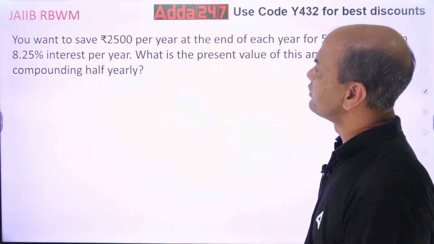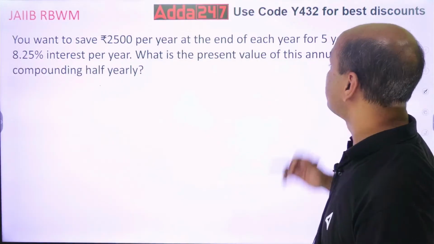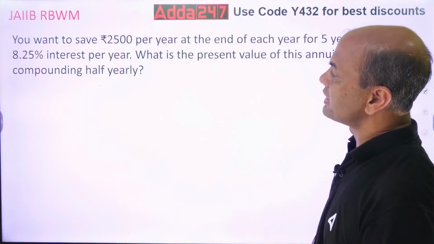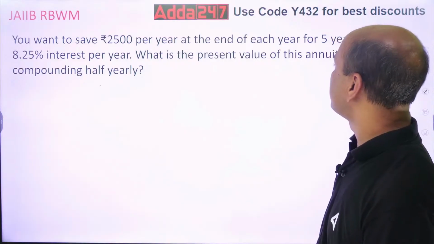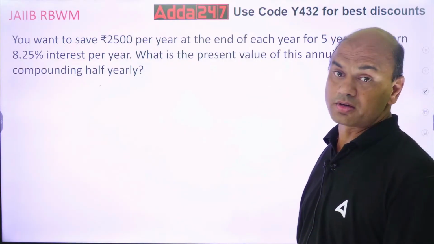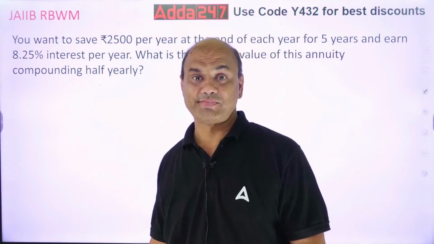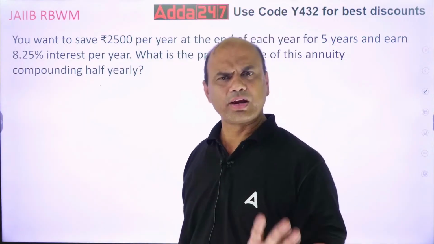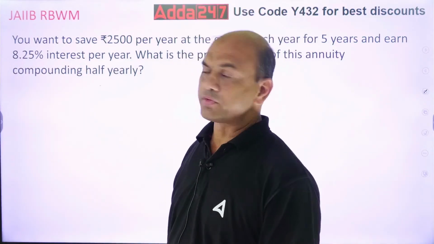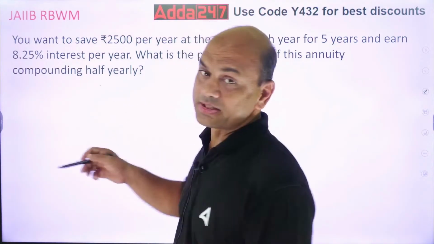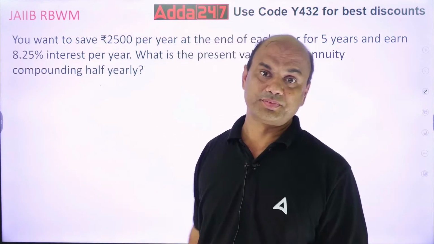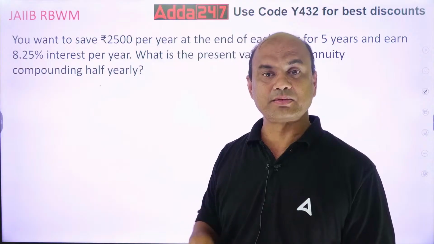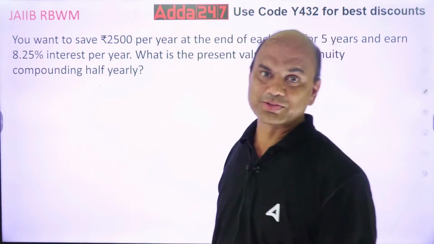You want to save 2500 per year at the end of each year for 5 years and earn 8.25% interest per year. What is the present value of this annuity compounding half yearly? Time value of money. Very difficult one, frankly. You have to find out the present value of this annuity compounding half yearly. Now this question is there in your AFM also, accounts and financial management, and RBWM also.